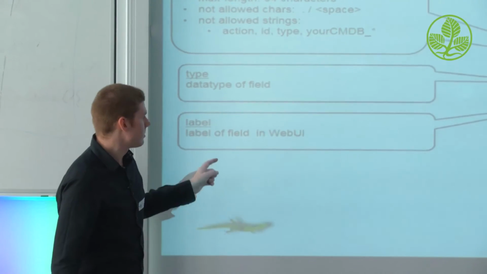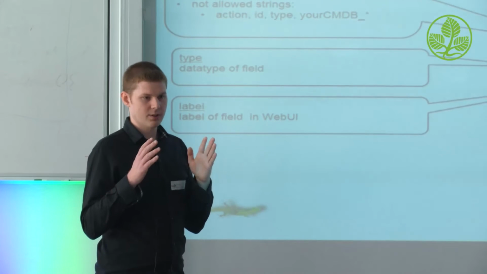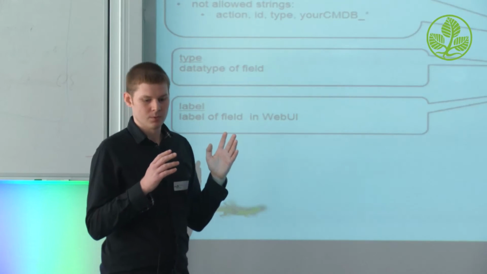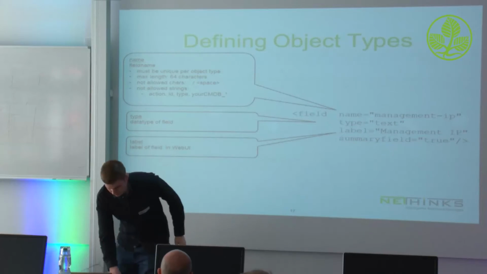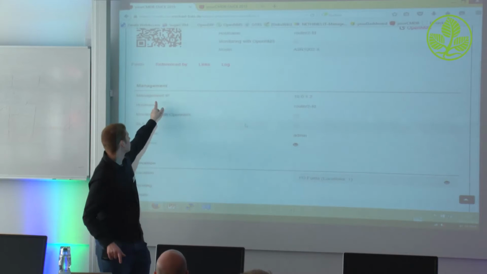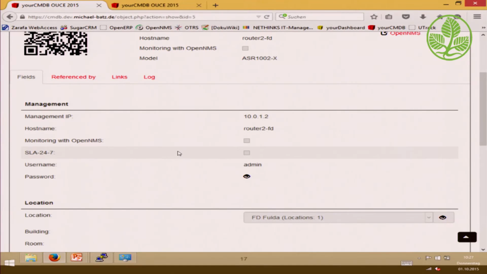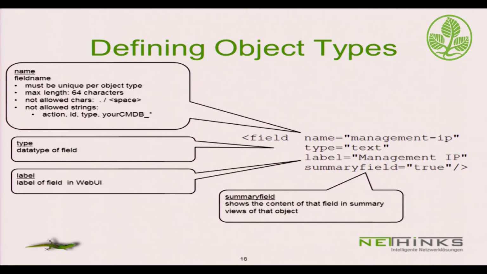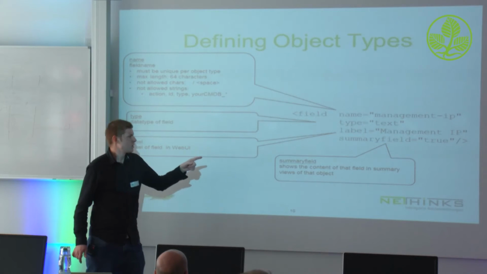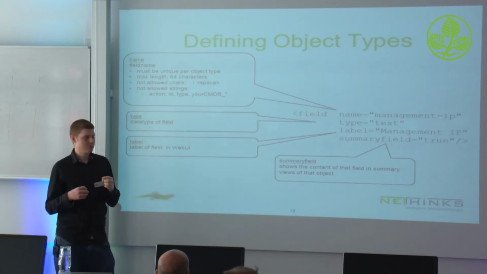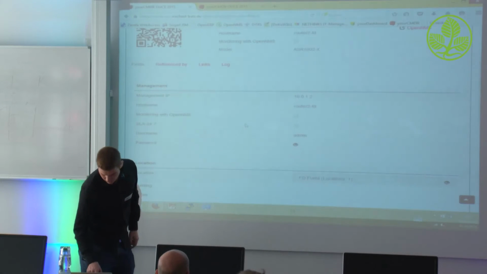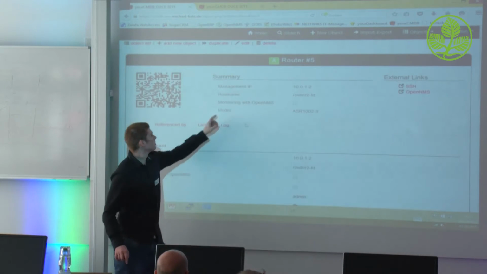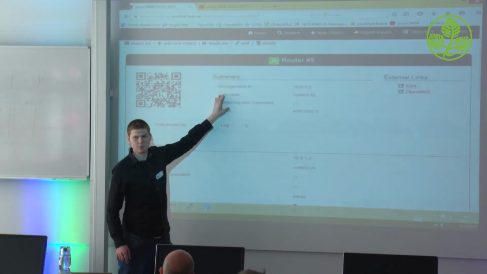Then we have a label, and the label is the text which is displayed in the web UI. So we have management IP, which is just shown here as a label. And the last part is the flag summary field. That defines whether a field summarizes an object. And if you set this to true, the content of the field will be used to create the summary information.